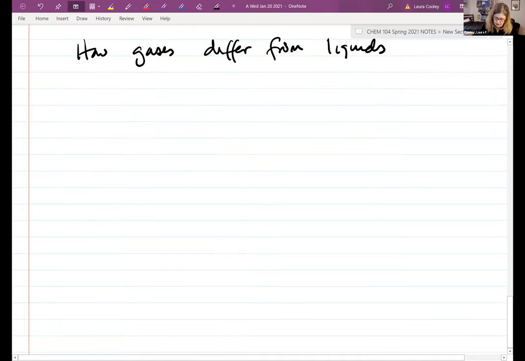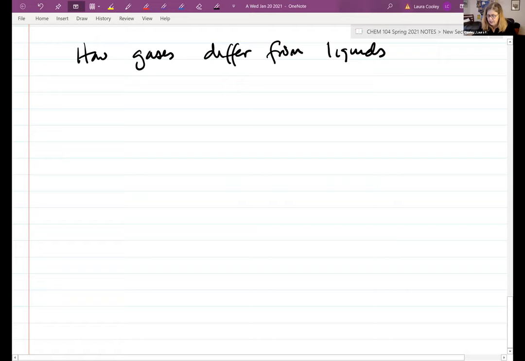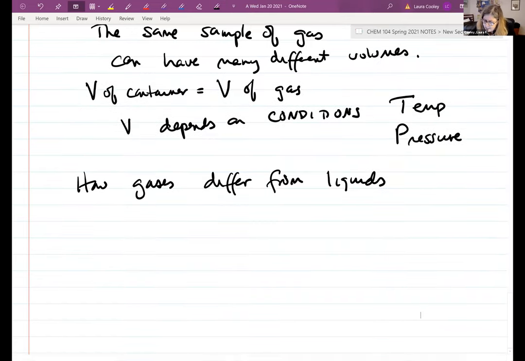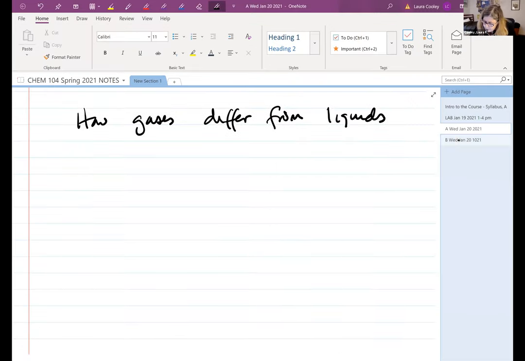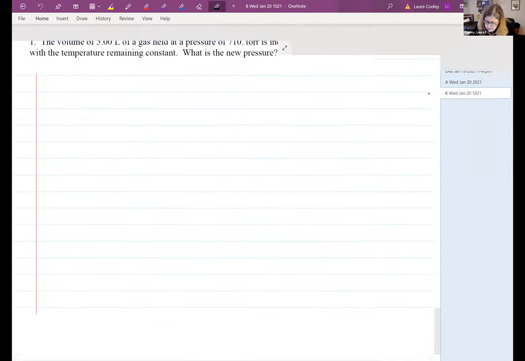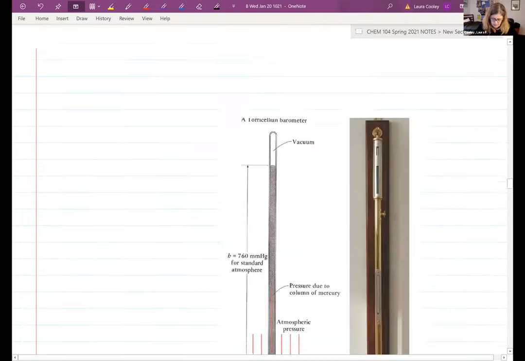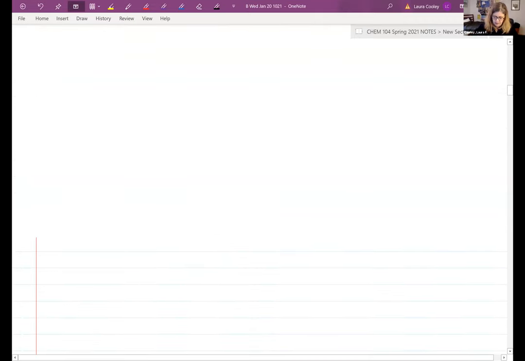So the first one, see how far away it is. Oh, it's on the next page. Hold on. Okay. I didn't do my job before class.